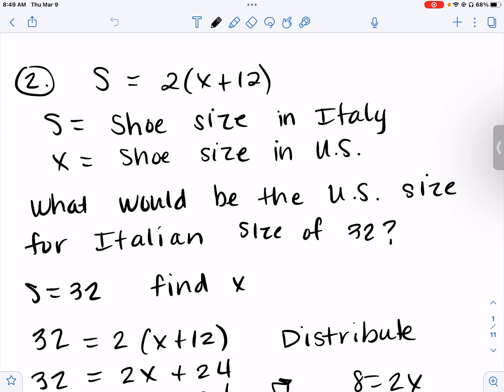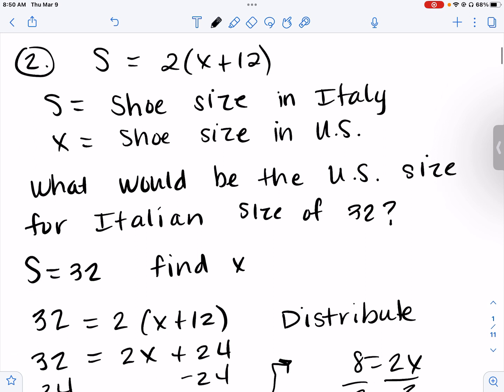Number 2, S is the shoe size in Italy. X is the shoe size in US. Okay, the sizes aren't necessarily the same in different countries. So what would be the US size for an Italian size of 32? So Italian is S, so S is 32. Find X. Let me make that S look better. Okay, so I'm going to put 32 in for S.